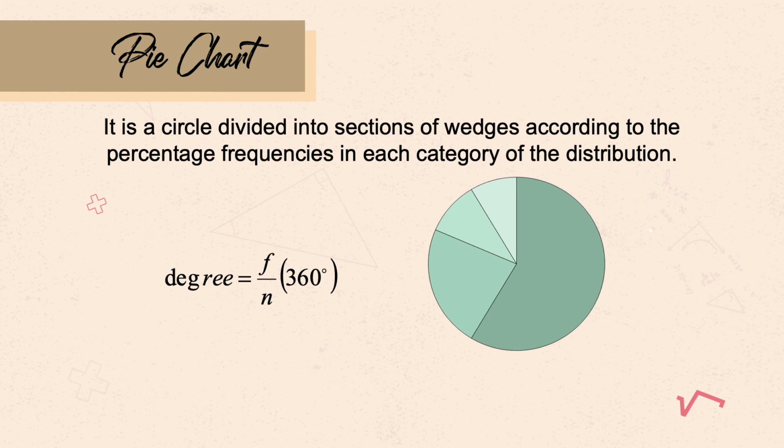Pie chart is also known as pie graph. It is a circle divided into sections or wedges according to the percentage of frequencies in each category of the distribution. I want you to attend my class to know how to construct a pie graph with the given data of 40 diabetics.